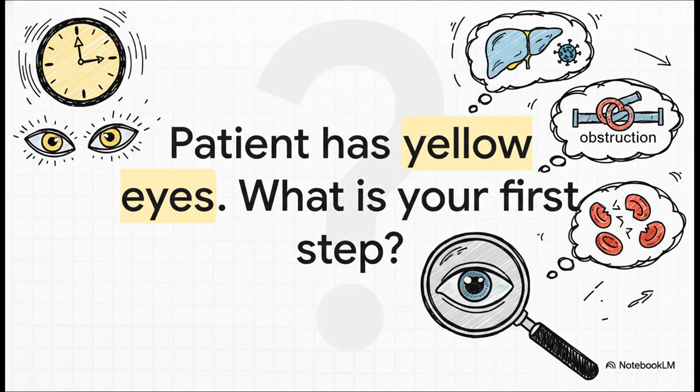So picture this. You walk into the station, the clock's ticking, you can feel the pressure. You look at the patient, and their eyes are yellow. Right away, your mind is probably racing through all the possible causes, right? Hepatitis, some kind of obstruction, hemolysis. But hold on. Before you leap to any of those, what is the one single thing you have to do first in your physical exam?